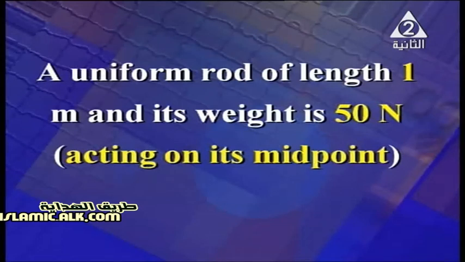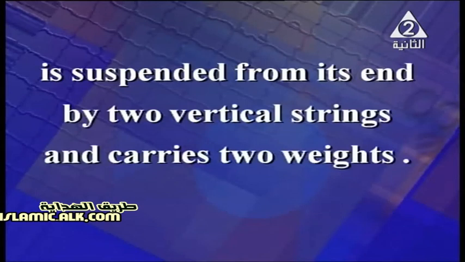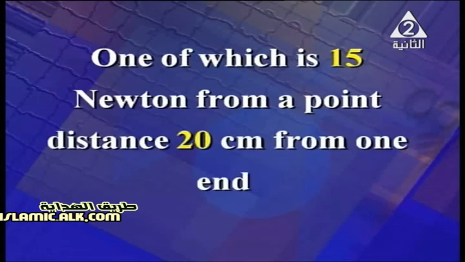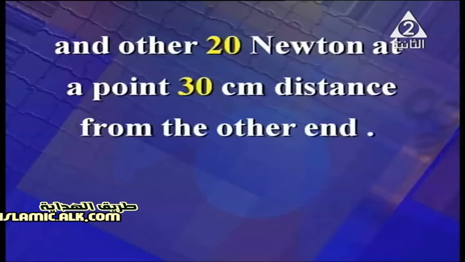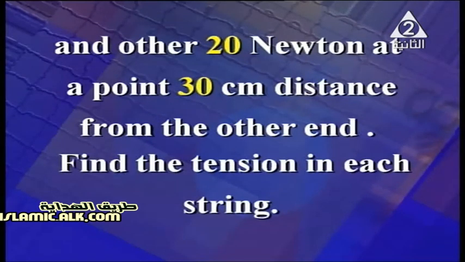A uniform rod of length 1 meter and its weight is 50 Newton is suspended from its ends by two vertical strings and carries two weights, one of which is 15 Newton at a point 20 centimeter distant from one end, and the other 20 Newton at a point 30 centimeter distant from the other end. Find the tension in each string. Remember, what is required? Find the tension in each string.